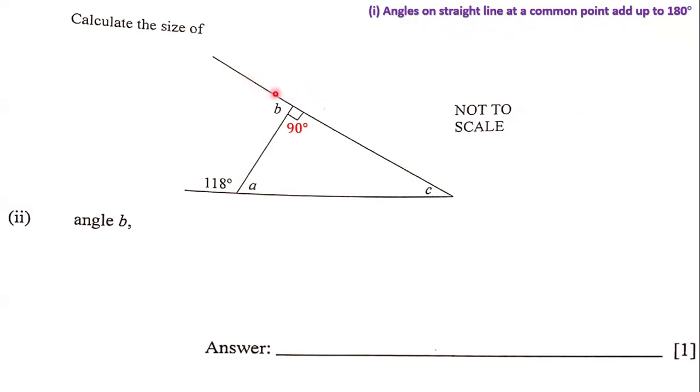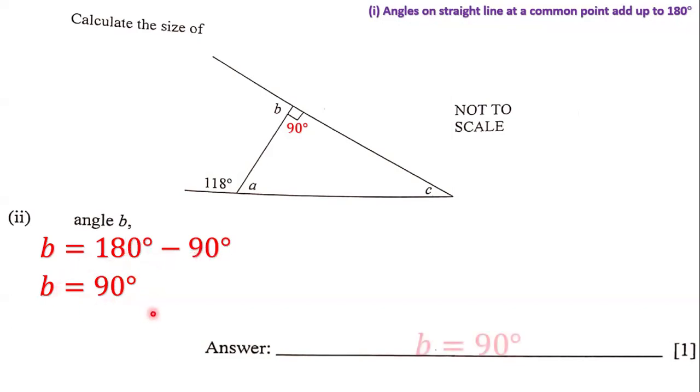Indeed, we have a straight line. We have two angles on the straight line at a common point. This angle, which measures 90 degrees, and also B. And so that means that angle B and this angle right here must add up to 180 degrees based on this rule. Now, in order to calculate the size of angle B, we're going to say 180 minus 90. And 180 minus 90 is definitely 90. And so that means that B is equal to 90. So the size of angle B is 90 degrees.